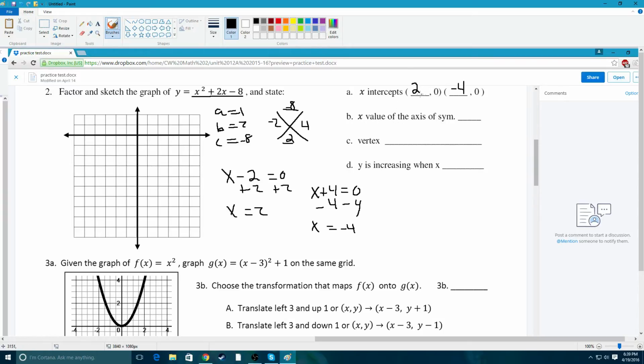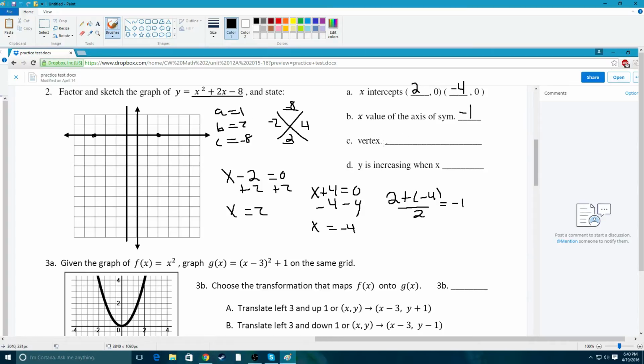So since the x-intercepts are at 2, 0, which is right here, and -4, 0, which is over here, we know that if we go halfway between these intercepts, we're going to find our axis. So we do 2 plus -4 divided by 2 gives us an answer of -1. And that means our axis of symmetry is going to be that line, which is at -1.